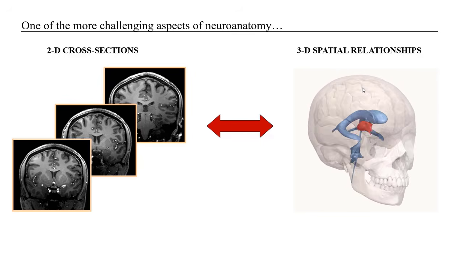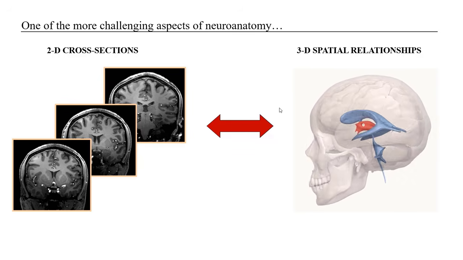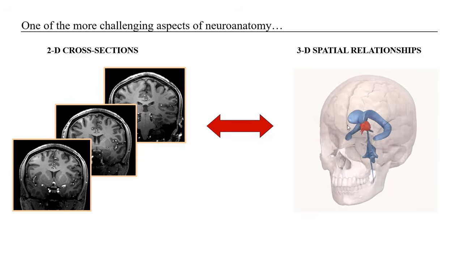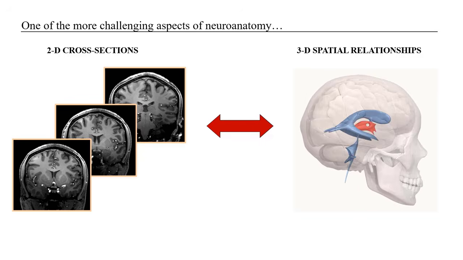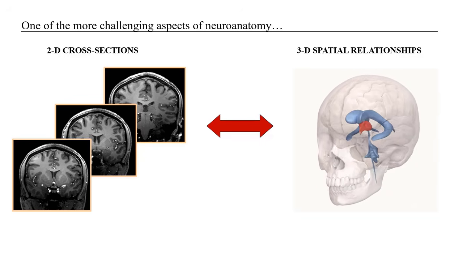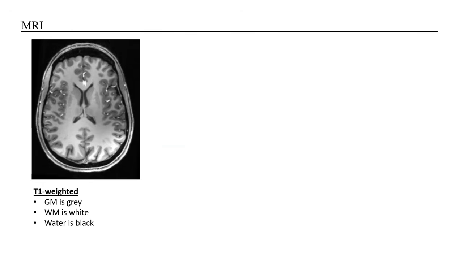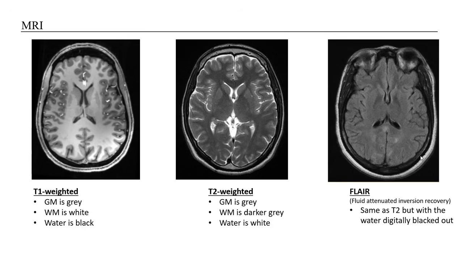For some people that comes naturally, for others it's more difficult, and this video will accelerate that learning process because we're going to overlay the 3D objects with the 2D cross-sections. We're going to focus in today's lesson on MRI, but these same principles apply when you're looking at CT scans. The first thing when you're looking at an MRI is to figure out what type of MRI. Is it a T1 weighted, T2 weighted, or a FLAIR, T2 FLAIR?